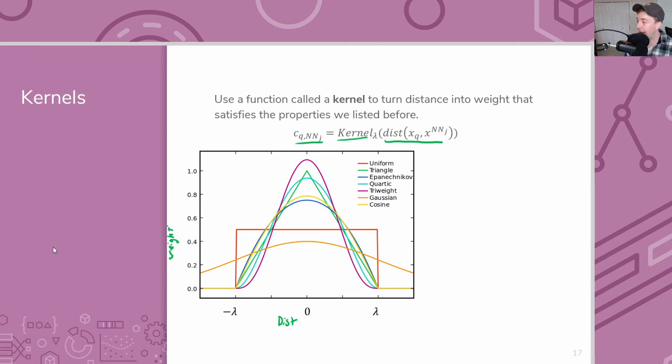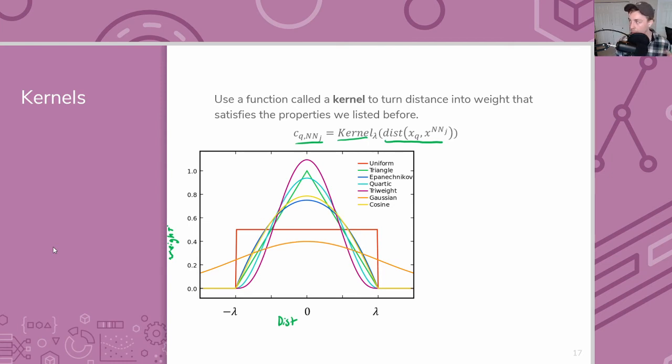The intuition is as you get closer and closer to the center, distance being 0, the weight increases. But the exact details of how you decrease the weight as the distance increases, each one of these kernels has a different idea of how it should go about.